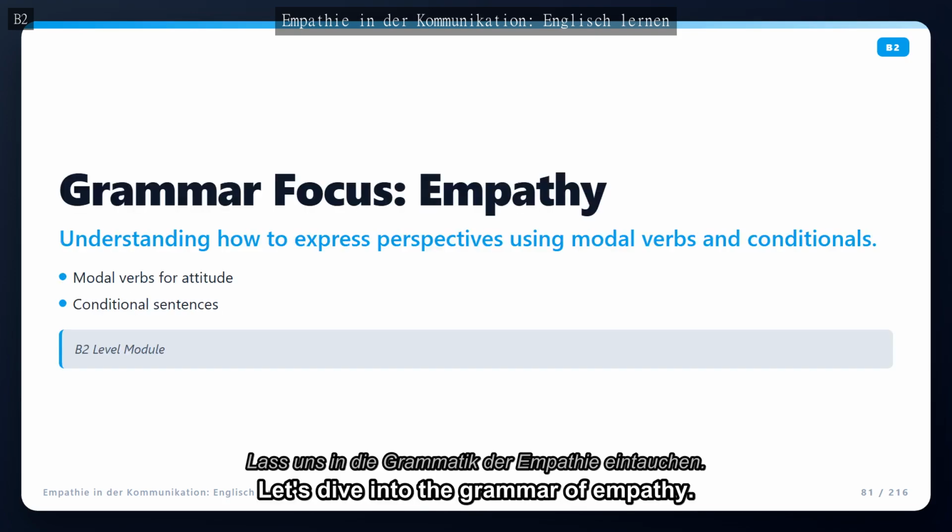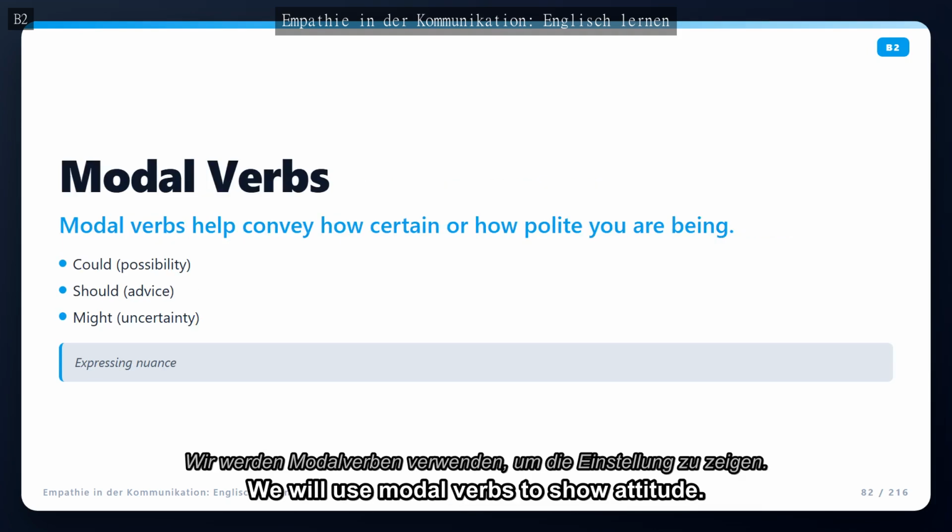Goodbye for now. Let's dive into the grammar of empathy. We will use modal verbs to show attitude.